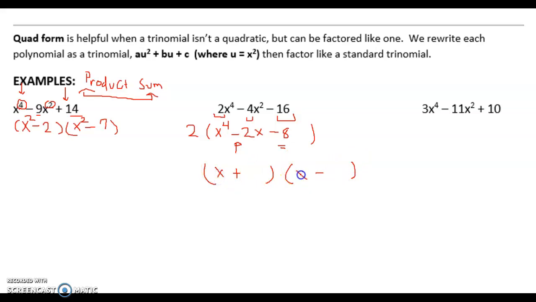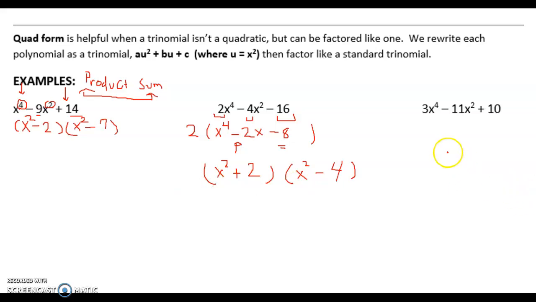And we know we've got x and x, but this time it's going to be x squared. So my two numbers multiply to a negative 8 and add to a negative 2. The only two numbers that I can think of are positive 2 and negative 4, right? Positive 2 and negative 4. Those are going to multiply to a negative 8, but add to a negative 2.